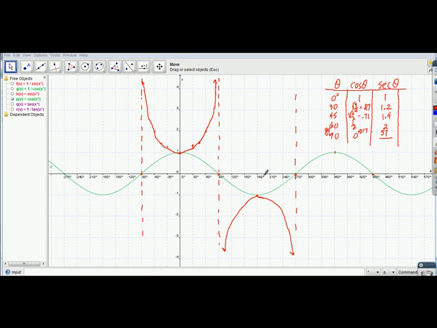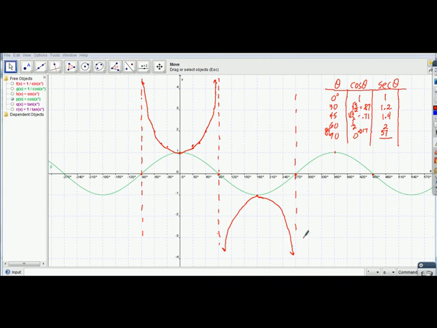When you actually have to graph the secant, what I do is I plot the points for the cosine, tell you the truth, because those are key points right there. Because when the cosine is 0, the secant is undefined. When the cosine is 1, that's where it starts going up. When the cosine is negative 1, that's where it starts going down. Does that make sense? So those are the key points.